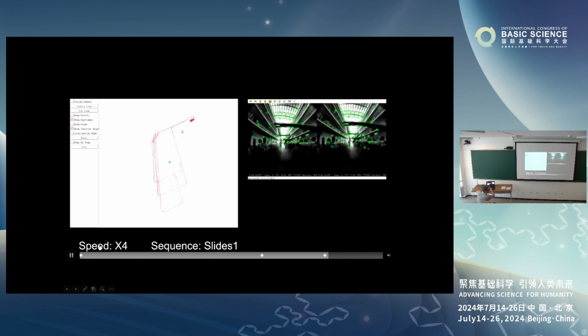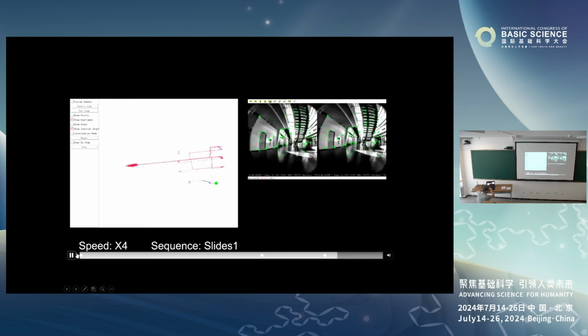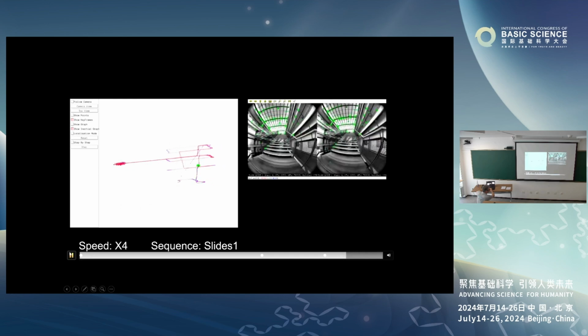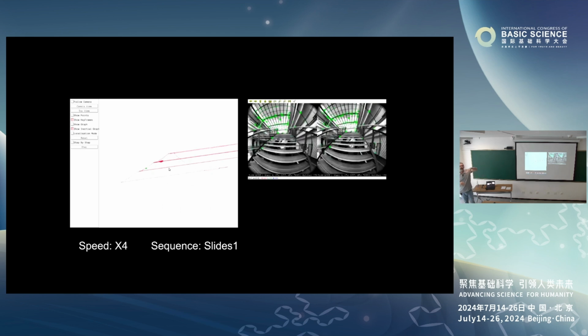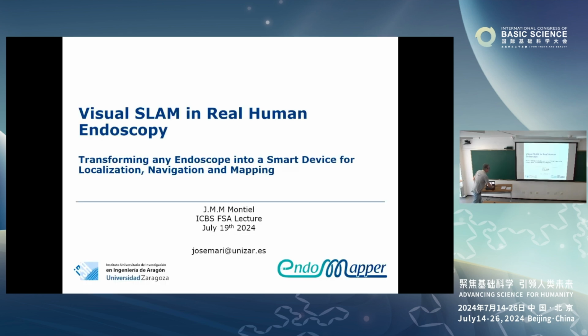You see? So this is proof of how big the map can be and how we can handle, using just visual inertial information, areas as big as a great hall in the Technical University. Well, this is the first part of the talk.